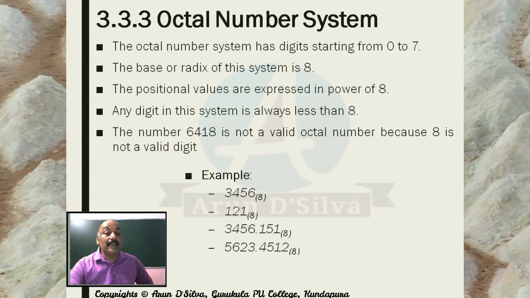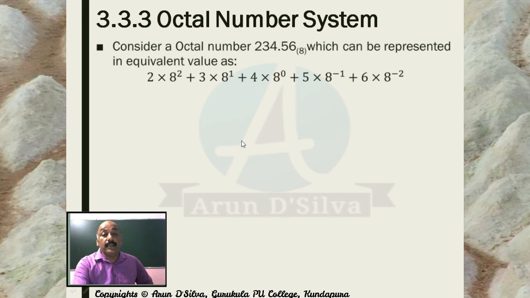These are the examples: 3456, 121, 3456.151, 5623, 4512. These are valid octal examples. Again, this is to show you how it is represented. Here you see the position you have to verify. 234.56 is an octal number. Now you have to identify the positions and express them in powers of 8.